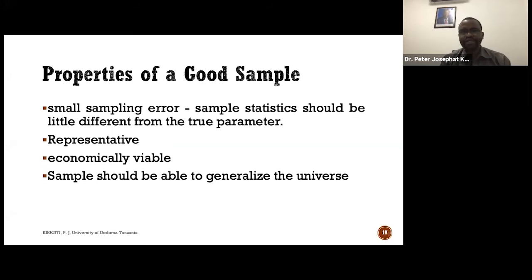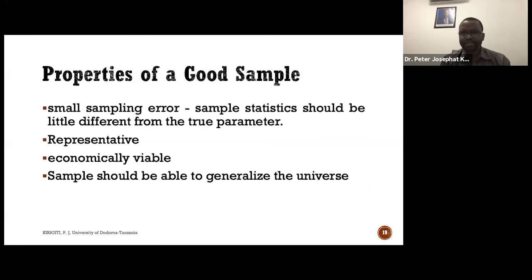It's very important to have a very good sample, because when we opt to go for a sample, it is better that we reduce the sampling error. We have a sample statistic. How is the sample statistic related to the true parameter?